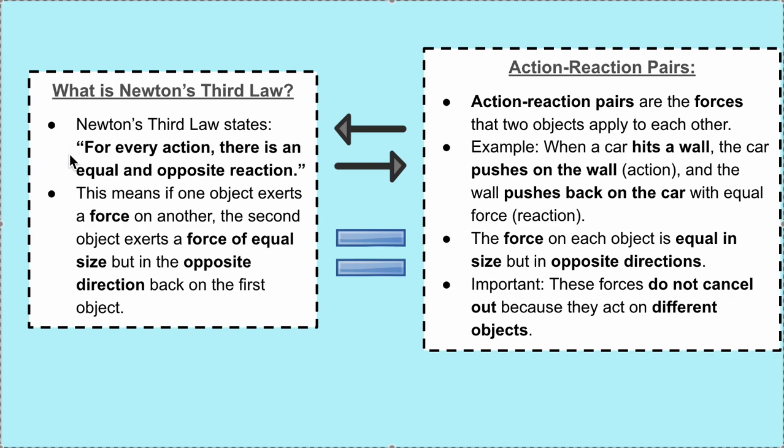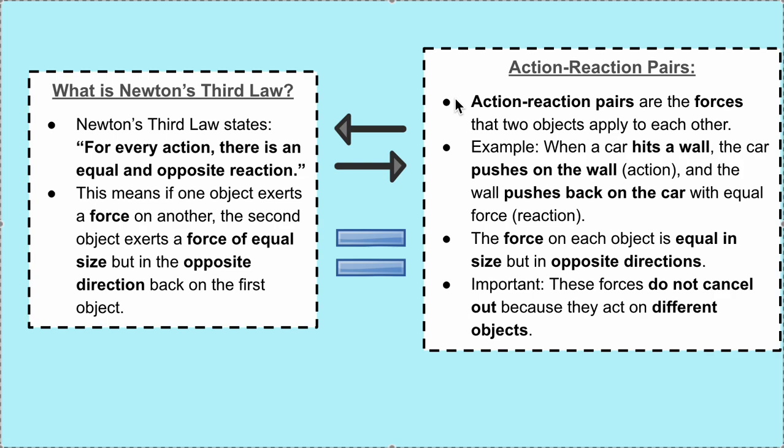Newton's third law says for every action there is an equal and opposite reaction. Sounds simple, but it explains so many things around us. If one object applies a force on another, the second object pushes back with the exact same amount of force, just in the opposite direction. Kick a soccer ball, your foot pushes on the ball, and the ball pushes back on your foot. These are called action-reaction pairs, which are the forces that two objects apply to each other.